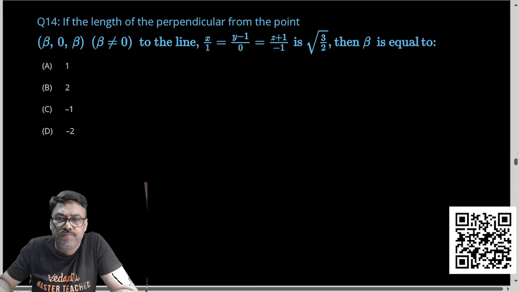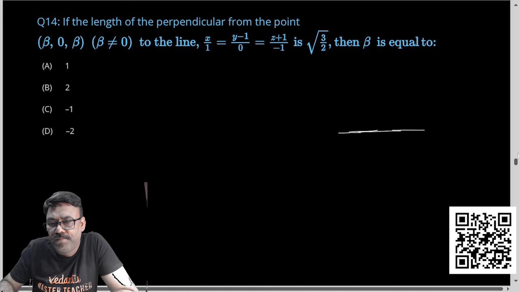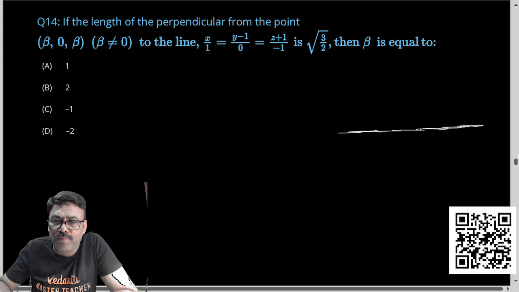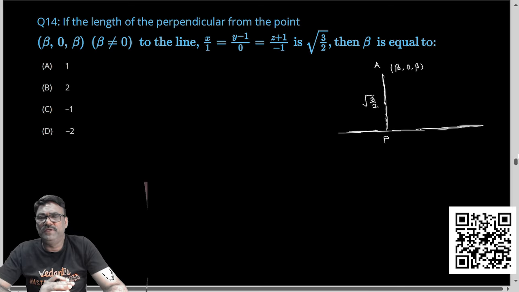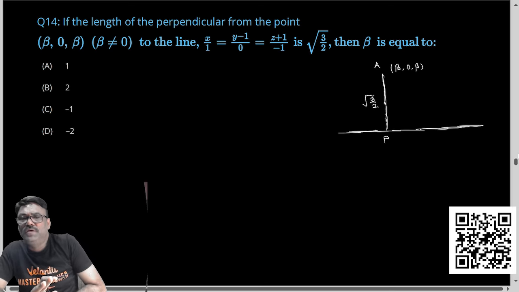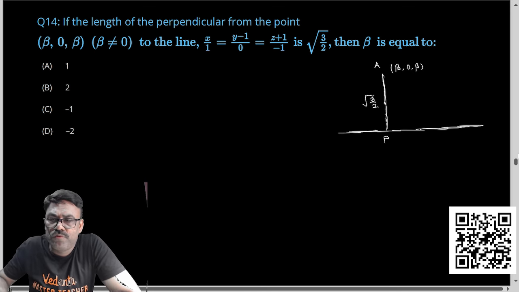So basically you have a line here. Let's say this is your given line, and you are drawing a perpendicular on this line from the point beta, 0, beta. Let's say this point is A. The foot of the perpendicular is, let's say, P. And the length of the perpendicular AP is given here, root 3 by 2. So what will be beta? This is what the question asks. So let's choose the point P first.